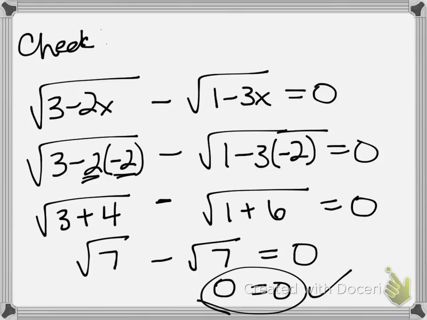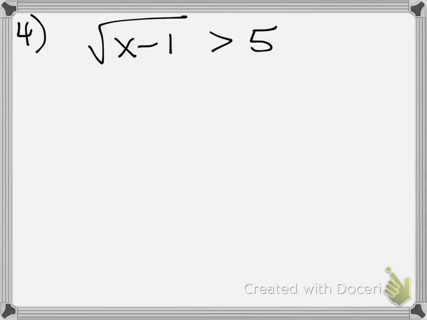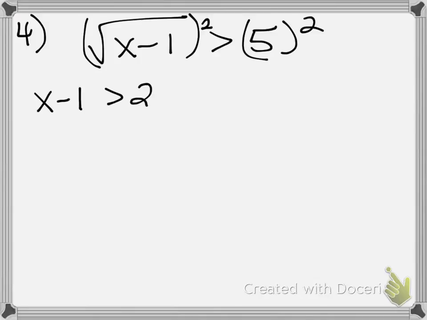Okay? So now what I want to do is look at a couple of ACT problems that work with this. So number 4 here, this is an ACT type of problem where I have the square root of x minus 1 is greater than 5. So the radical is isolated, so that means I'm going to square both sides. And I get x minus 1 is greater than 25. I'm going to add 1 to both sides, and I get x is greater than 26.